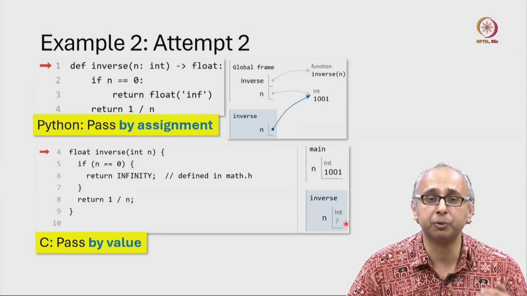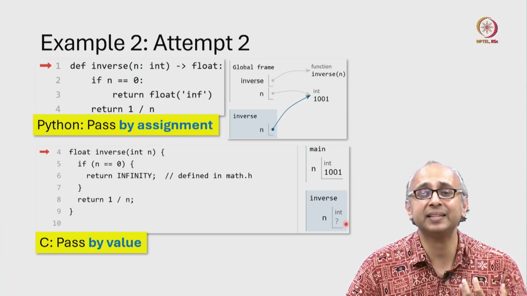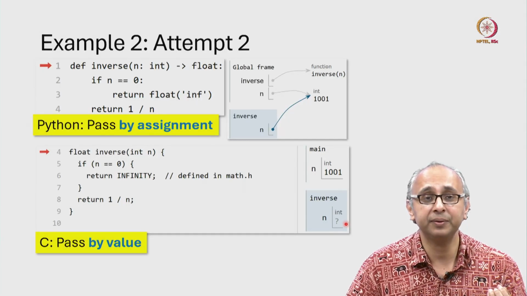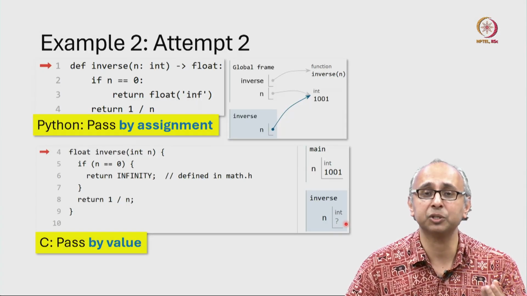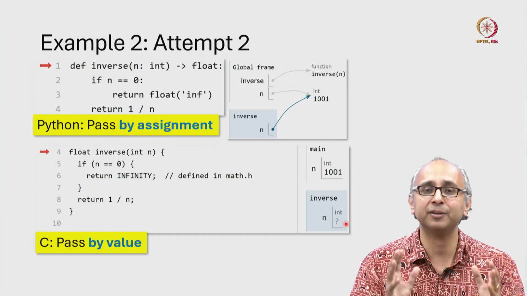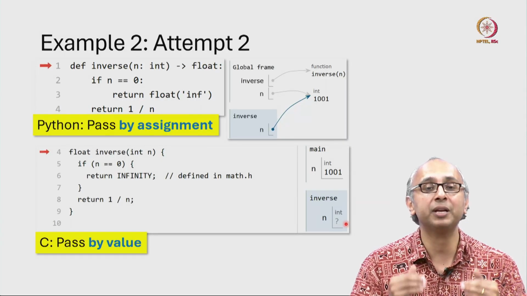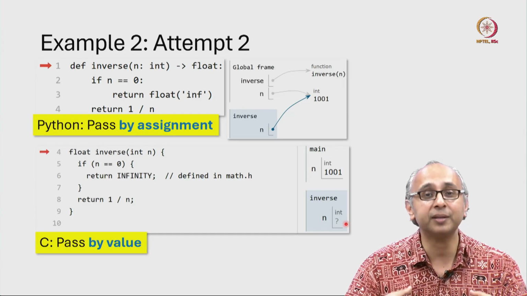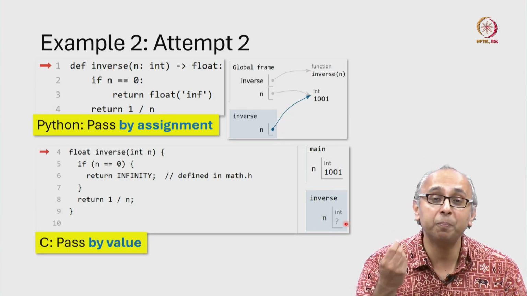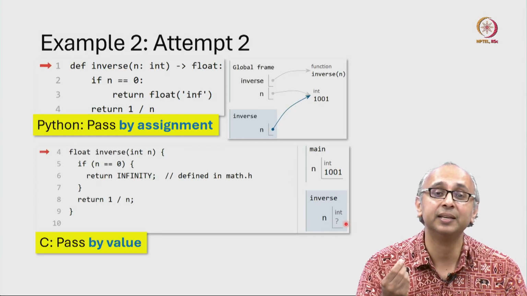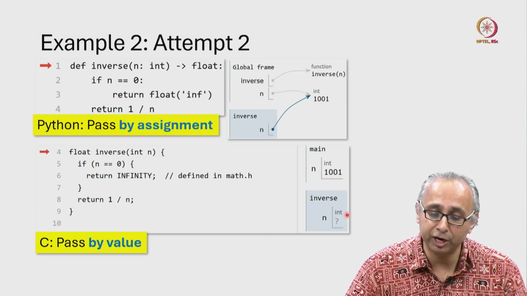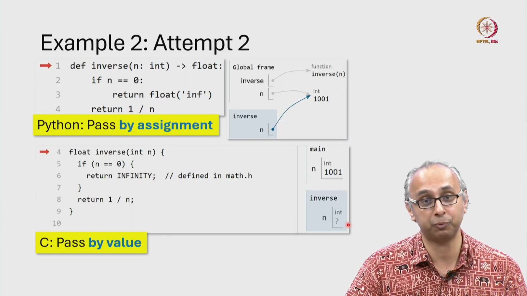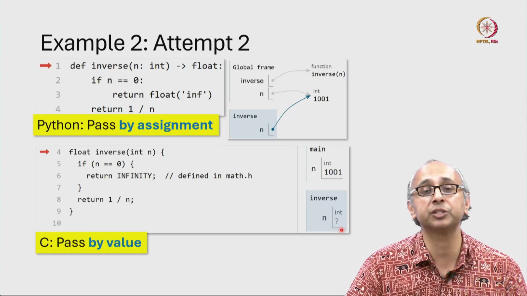So it's important to remember that the way data is passed in the two languages differs. Python is passed by assignment. So whatever you understand about Python assignment statements, that's what happens in Python. In C, whenever you pass data, a copy of that data is made. We have a fresh location in memory, and data is actually copied from where it originally was to this new location.